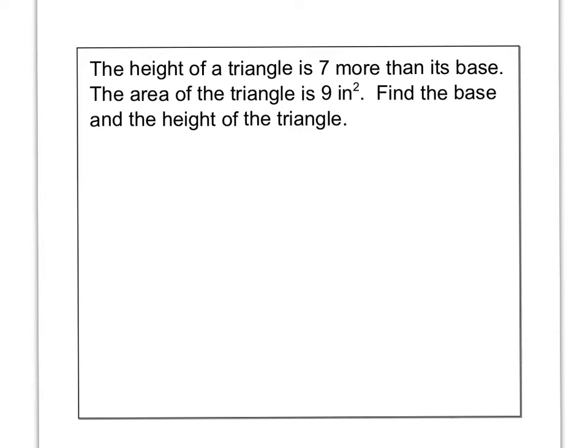The height of a triangle is 7 more than the base. So we have some kind of a triangle, and the height, which is right in here, is 7 more than the base. So if the base is B, that height is going to be B plus 7. And it says the area of the triangle is 9. Find the base and the height of the triangle.